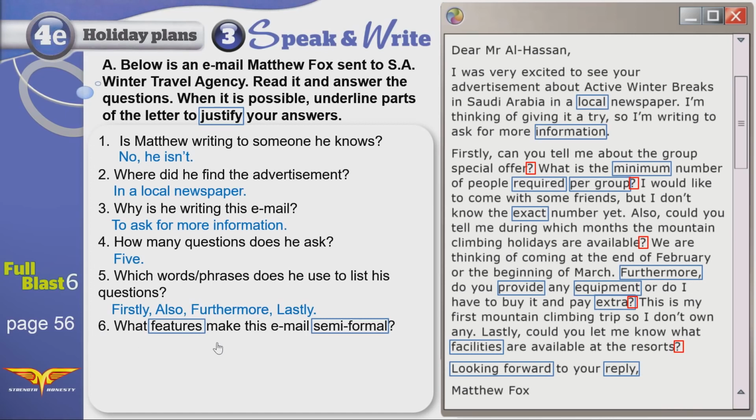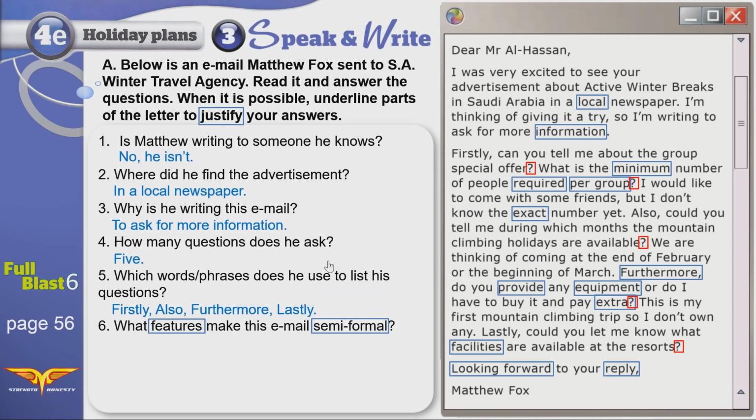6. What features, what characteristics make this email semi-formal? Okay, what is semi-formal? This letter right here is a semi-formal email. Why is it semi-formal? Well, first of all, semi-formal is a letter you send to travel agencies. If you are one of the guys who uses online shopping, if you want to contact the people who provide the service for your online shopping, then you write semi-formal letters. Informal is what you write to friends.